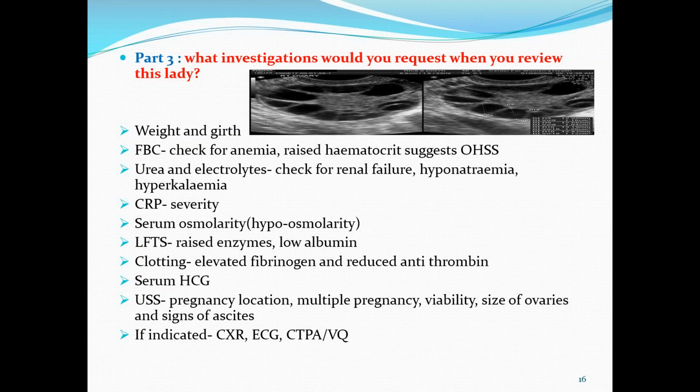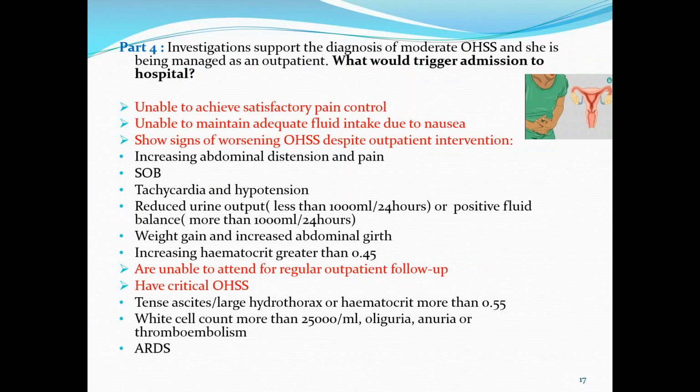Explain what you are looking for, like anemia or raised hematocrit, so what investigation and why I need to order it. The last question is: the investigations support the diagnosis of moderate ovarian hyperstimulation and she's being managed as an outpatient. What would trigger admission to hospital?